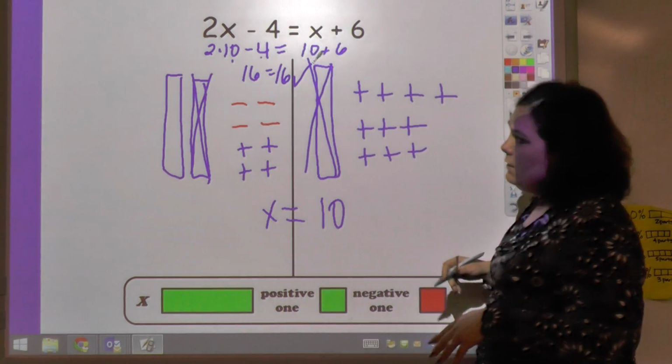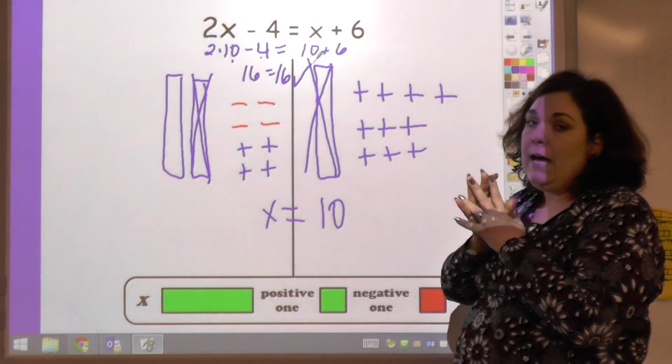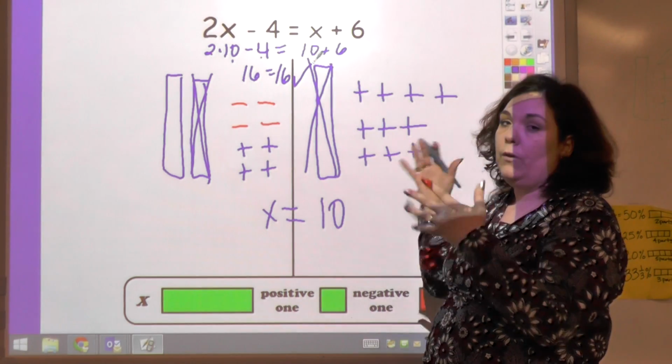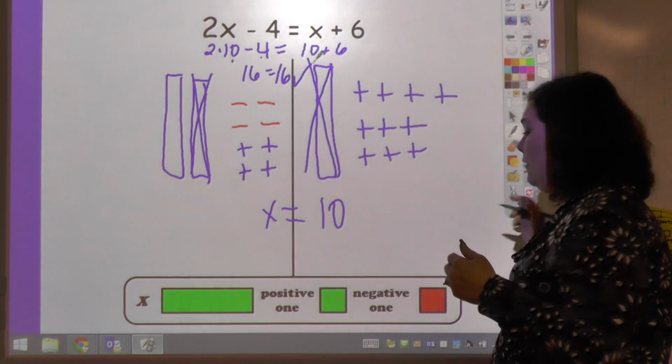Now this is where I've been telling you not to try to do these in your head, because when you get to this point, you really need the models and the understanding of how things are canceling each other out.